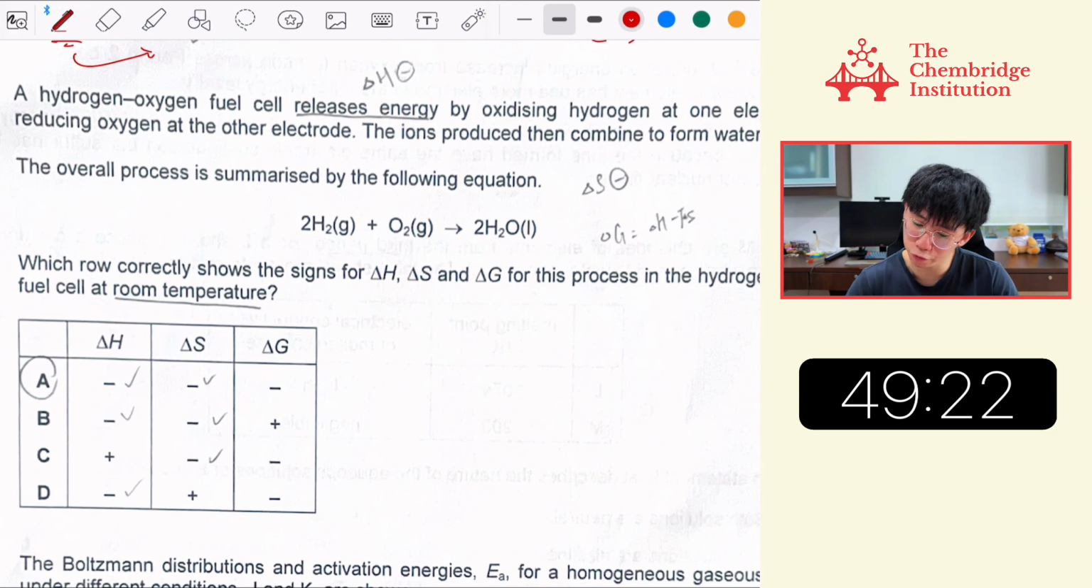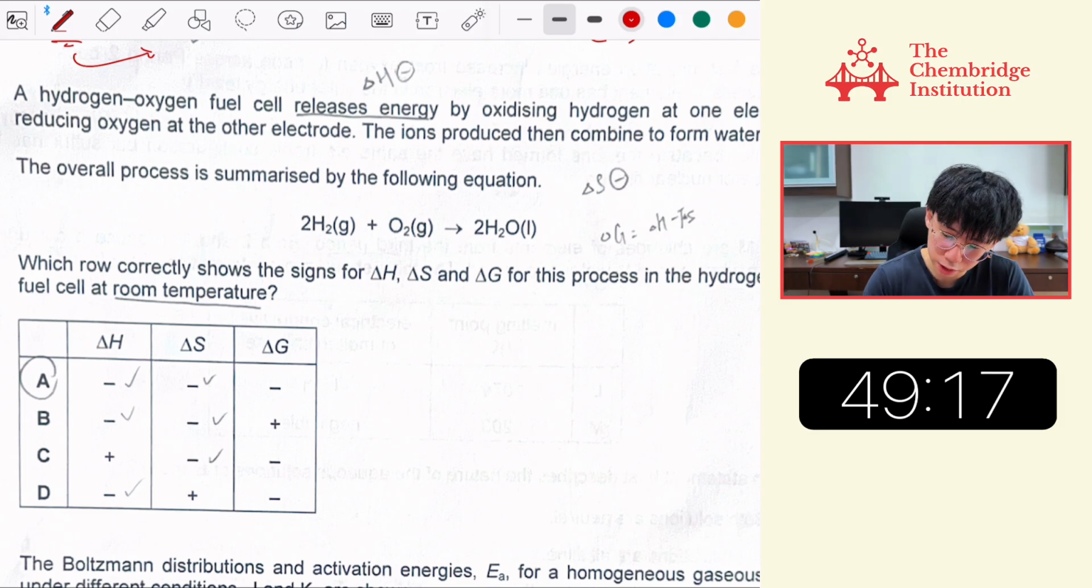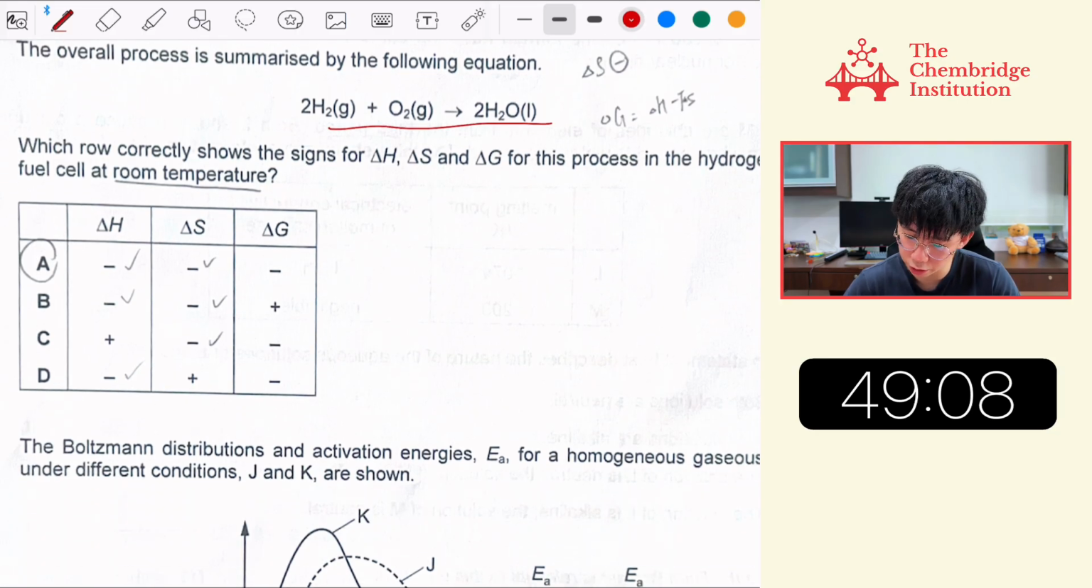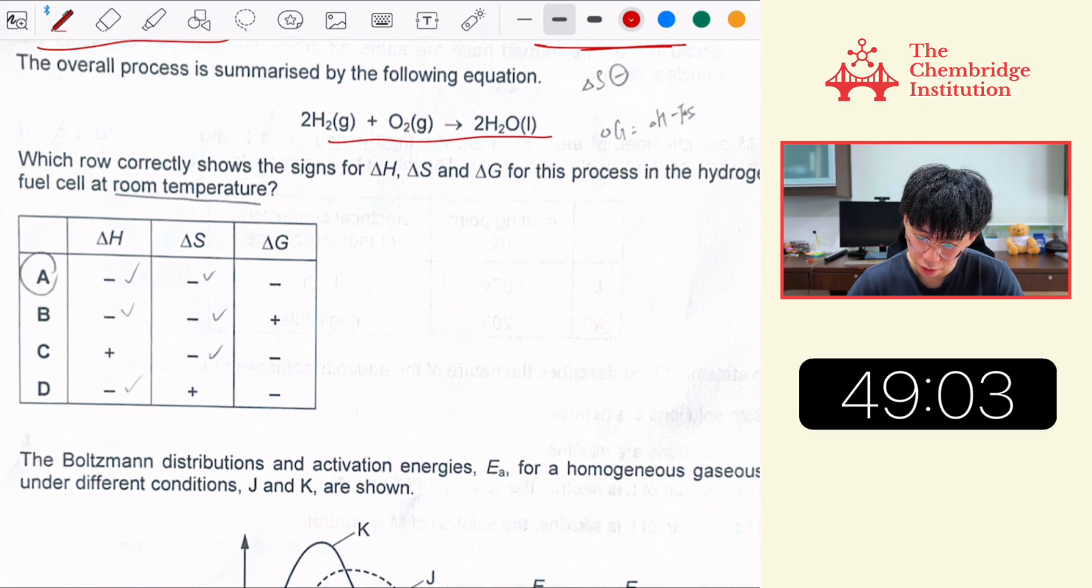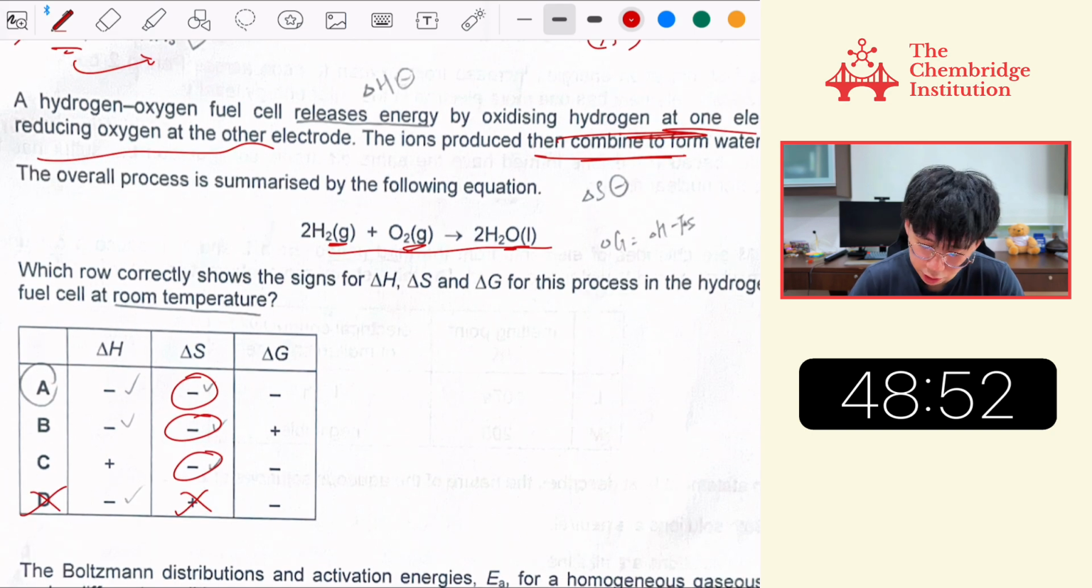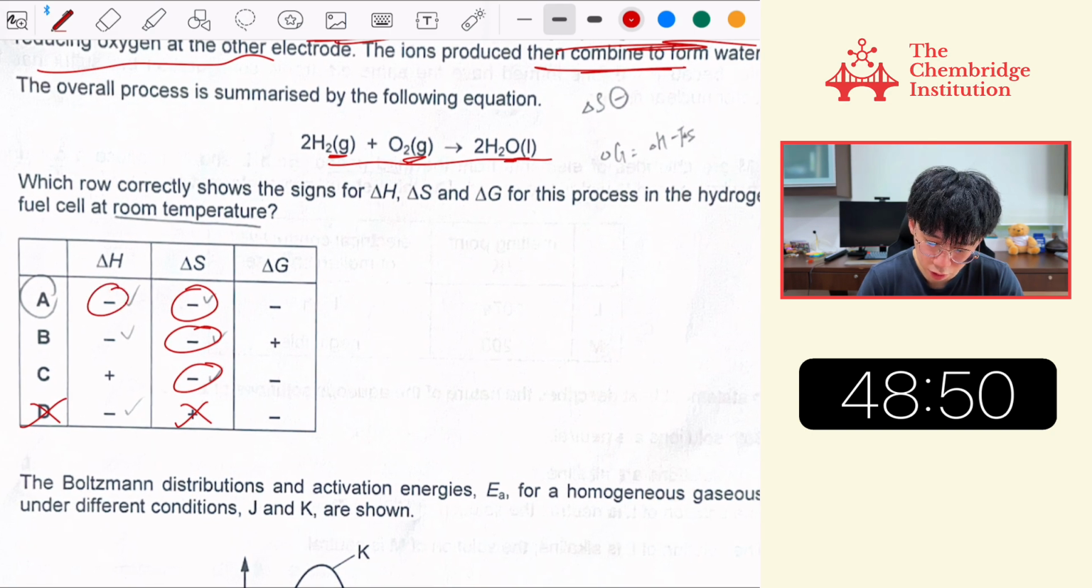Next, a hydrogen oxygen fuel cell releases energy by oxidizing hydrogen at one electrode and reducing oxygen at another electrode. Okay, this is very important. The ions produced then combine to form water. Which row correctly shows the signs for delta H, delta S, and delta G? Just looking at this equation, you're going from a gas to a liquid mainly, so delta S is definitely negative. So I would cross out D already. And for delta H, they say it releases energy, so it has to be negative. So definitely not C already.